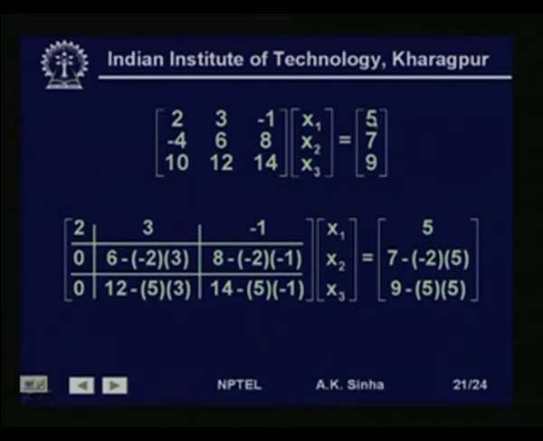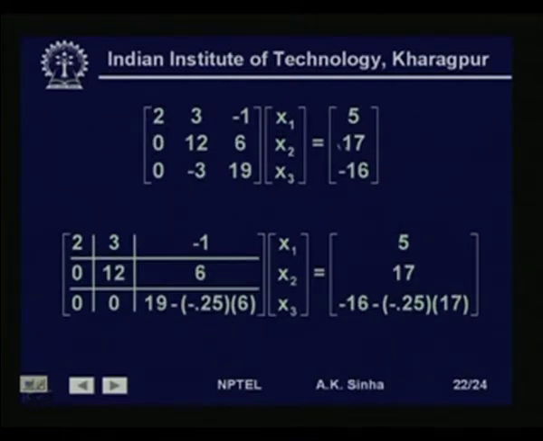So, this becomes minus 2 into 5, that is subtracted from 7. Similarly, when we are eliminating this, we have multiplied this equation by 5. So, what we have is 9 minus 5 into 5. So, this if we do, we get this set of equations now as 2, 3, minus 1. This row does not get changed, these two values have become 0.